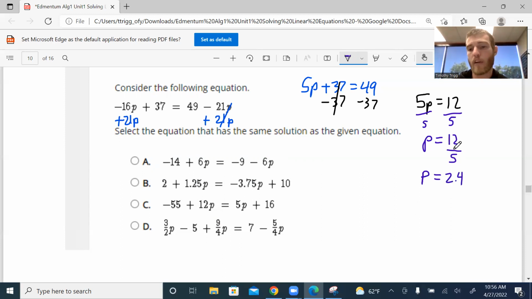Okay, this fraction and this decimal are the same thing. So I want you to go ahead and try solving these and find out which one gives you that same solution. P equals 2.4 or 12 over 5.